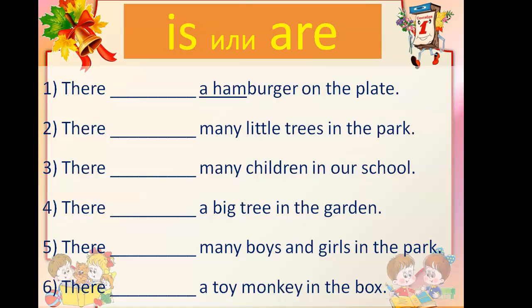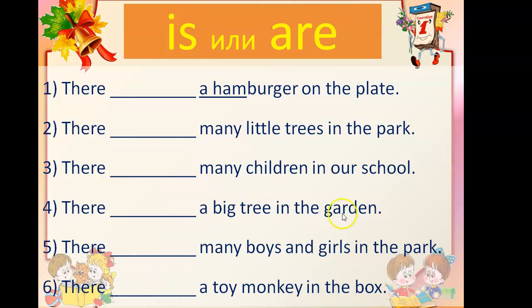Is or are. So, let's do our example. There is a hamburger on the plate. You can say a, article a, and you must use is. There is a hamburger on the plate. So, many little trees in the park. There are many little trees in the park. There are many children. It's the plural form. That's why you must use there are many children in our school.